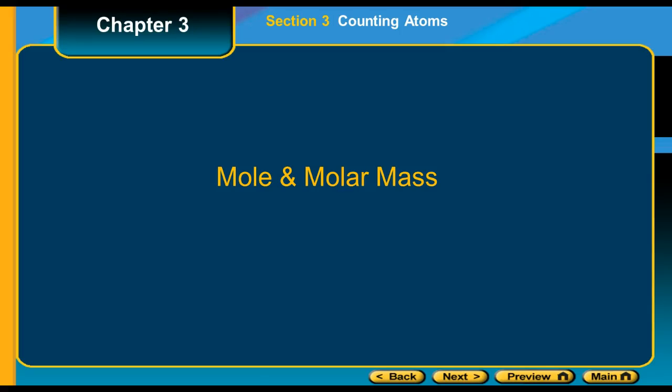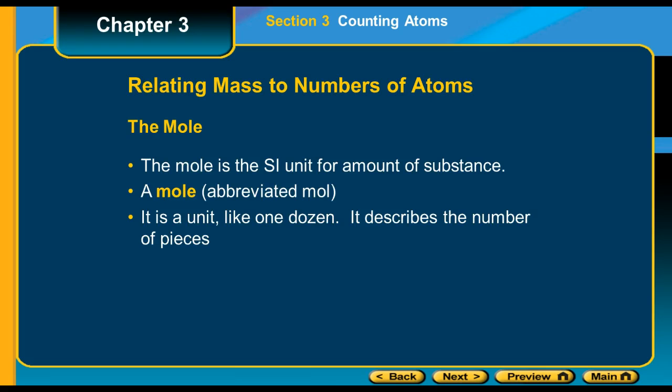Hi, this screencast is on finding the number of moles in a particular substance and converting it, and then also finding the molar mass. Relating the mass to the number of atoms is done with a unit called the mole. Mole is the unit of amount of substance, and we abbreviate it as mol, or you can write out the whole thing as mole.